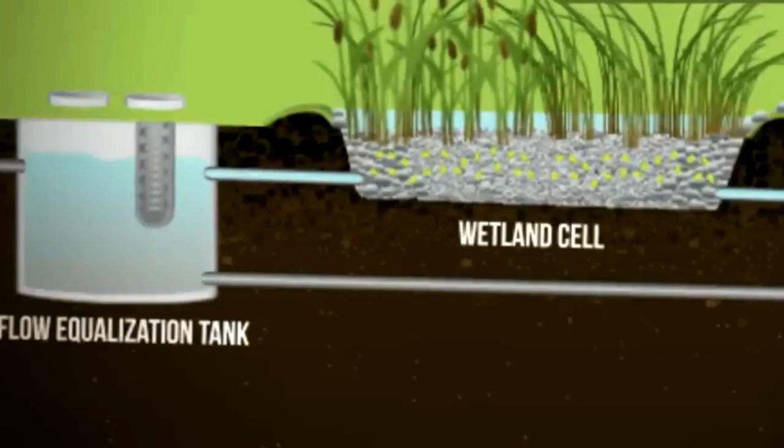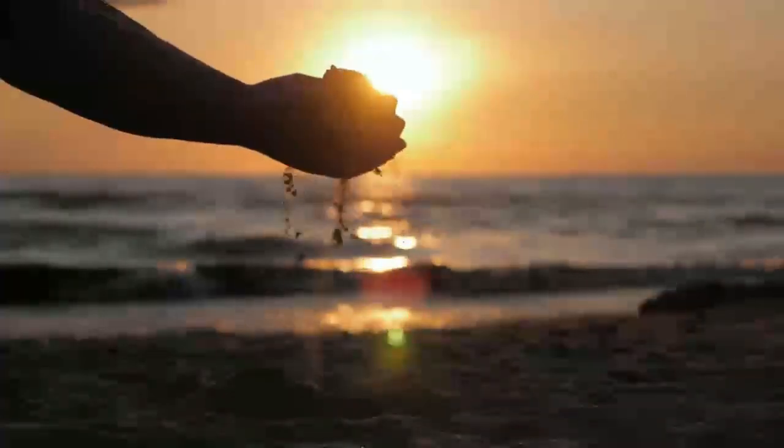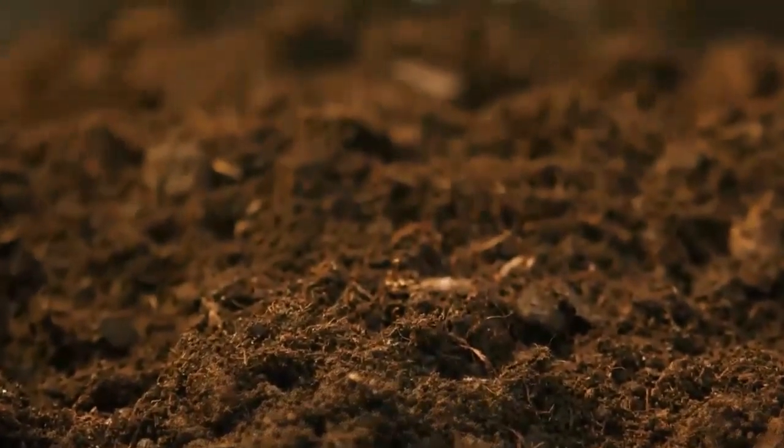Layering. Effective water purification systems often involve layering different materials. A base layer of gravel can provide good drainage, followed by a layer of sand for fine filtration. Activated charcoal can be included for its adsorption properties, with soil layers above supporting plant growth.